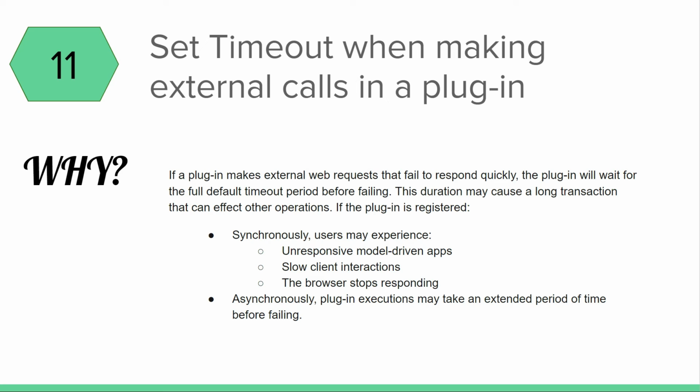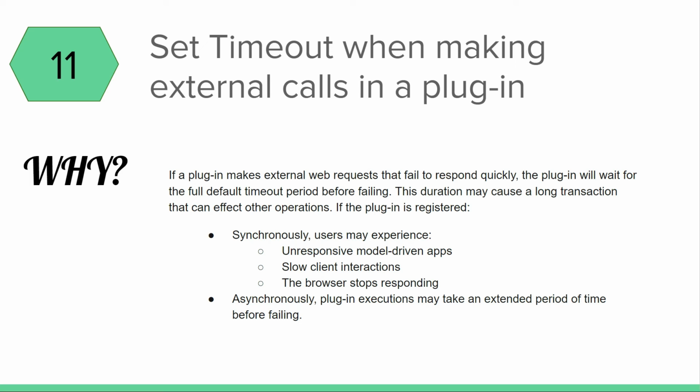Number 11, set timeout when making external calls in plugin. It is very important to take special care whenever your plugin calls an external service, because you do not have a deterministic timeline for when you will get a response. So you have to specify a timeout if you are not getting a response from that server in a specific time, because the plugin itself has a 2-minute timeout. So it will automatically time out after 2 minutes, right?